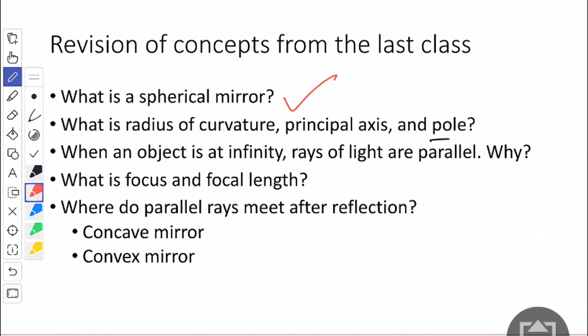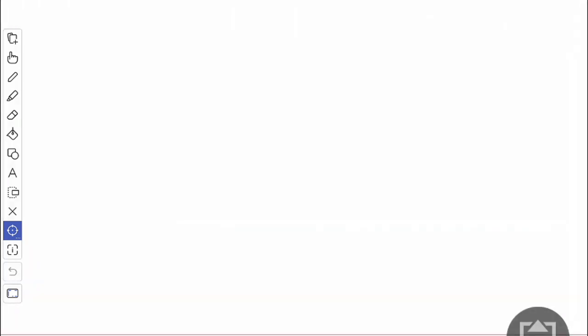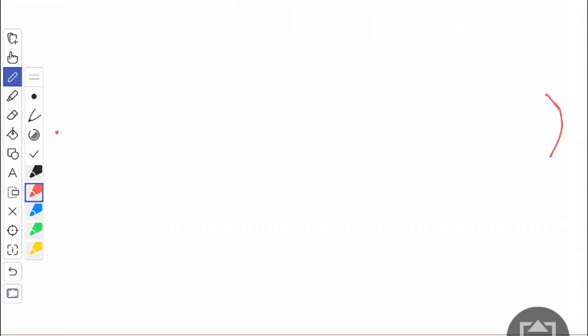Now the next one: when an object is at infinity, rays of light are parallel. Why? I have explained this in a lot of detail last time. Do you guys remember? We had a long discussion. So again, I'll do a quick recap and not spend too much time. Let's say this is a point, and here this is your mirror, and I want to take rays coming and touching the mirror at 2 points, here and here.